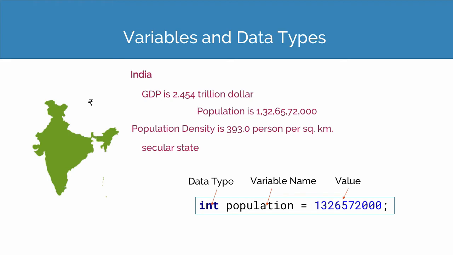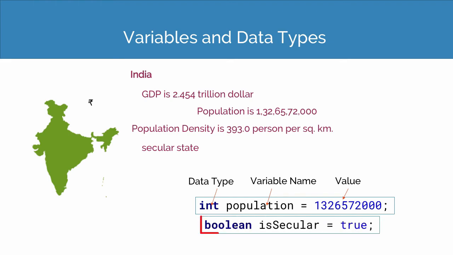And let us take another example of boolean isSecular equal to true. So again, boolean is the data type, isSecular is the variable name, and then we have the value. And also note that whatever variable name that we have here should be a single word. It should not be split into two words. So that is why I am using the variable name as isSecular without space. And to make it readable, I am using S as capital.